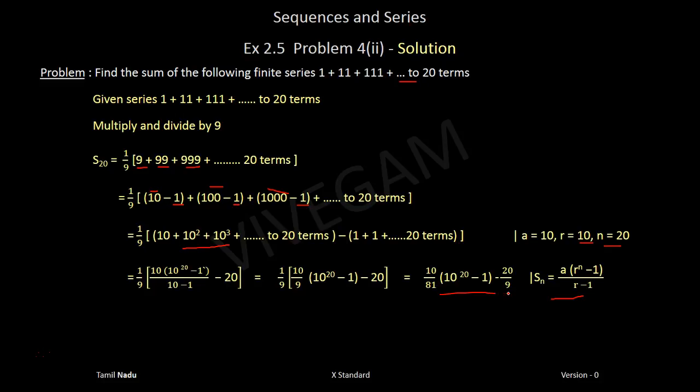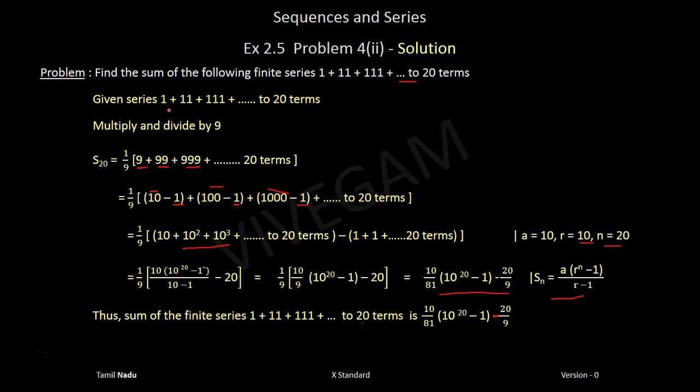So that's all you can do. You can't simplify it any further because it becomes very complicated; 10 to the power of 20, it is not worth it. So the sum of the finite series is equal to 10 by 81 into 10 to the power of 20 minus 1, minus 20 by 9. This is minus, it's not coming out clear. Anyway, let me repeat.